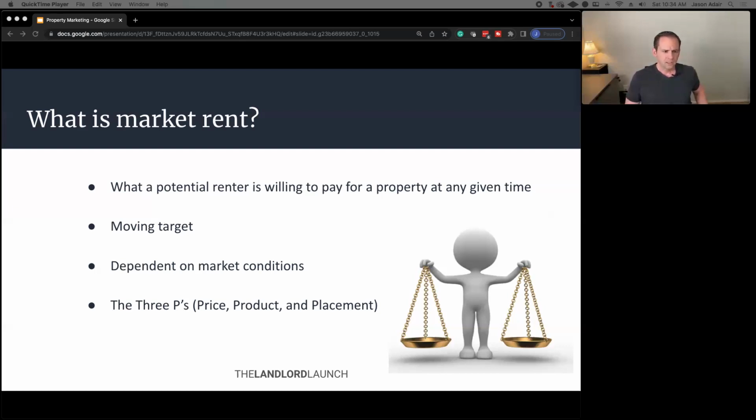And market rent is largely determined by the three P's, and for us, that's price, product, and placement. We'll dive into that a little bit.